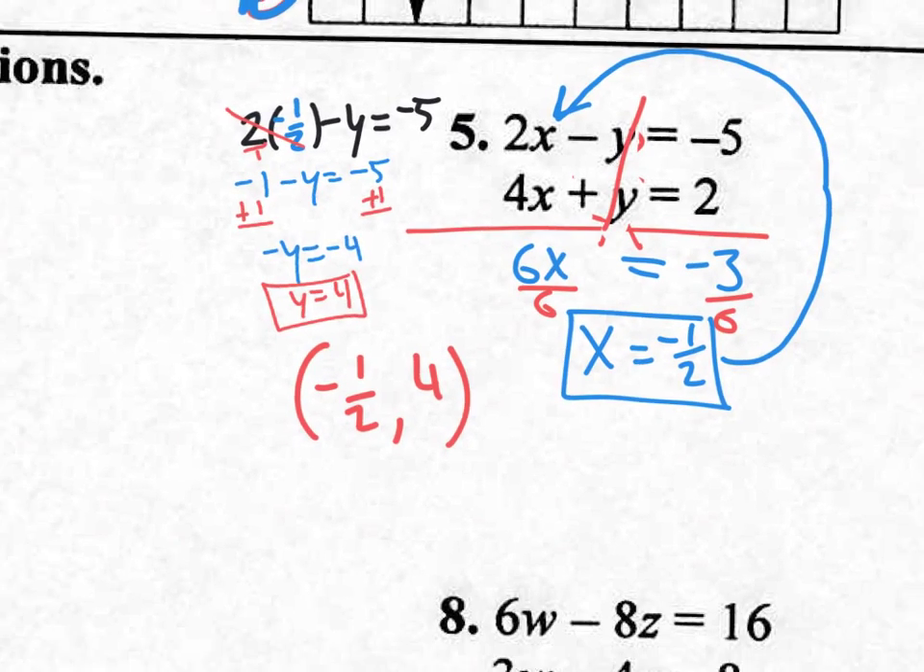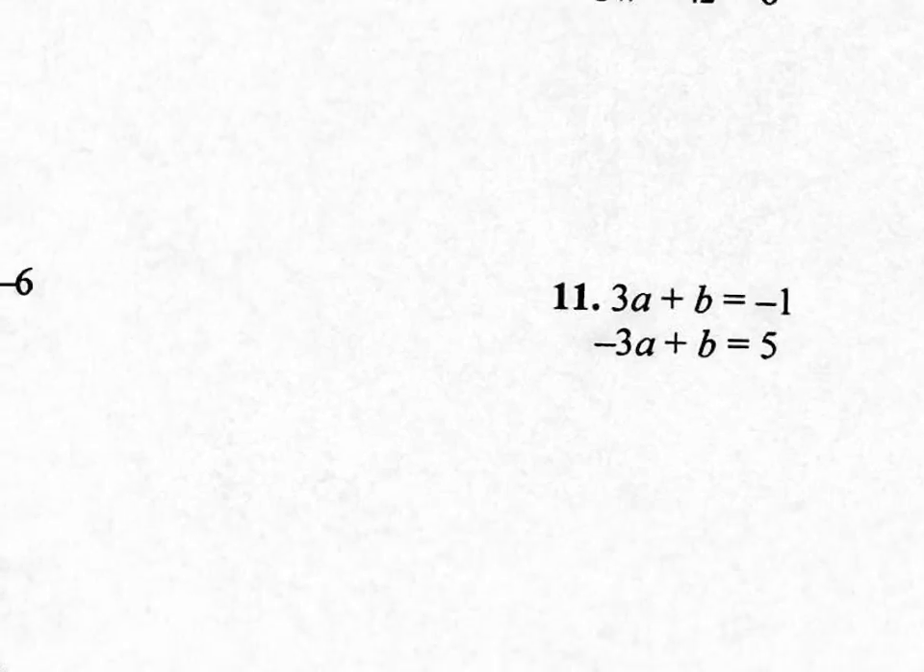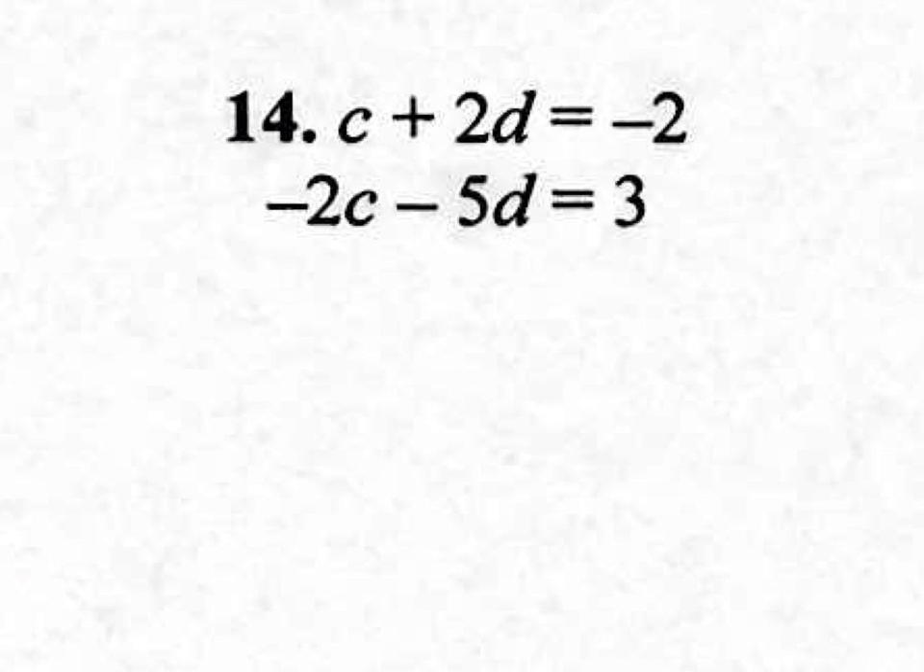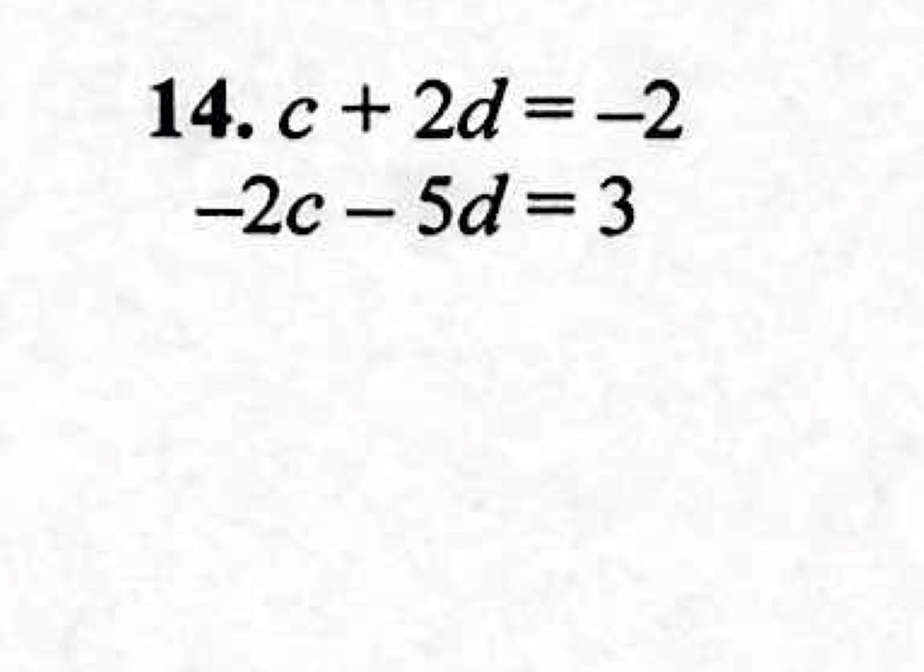So, any other questions? Did anybody want to squeeze in 14 before this video's up? Okay, so what would I do to cancel anything out? What's easier to cancel, C's or D's? If you choose D, you'd have to change this 2D to a 10D, and you'd have to change this negative 5D to a negative 10D. So you'd have to actually modify both equations. So it's easier to cancel out C's.